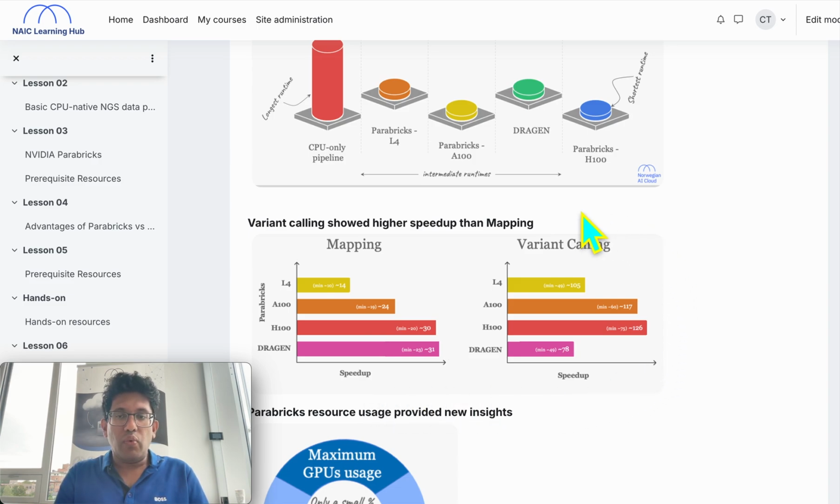However, with variant calling, we could see that Parabricks acceleration is greater than the acceleration offered by Dragon. Again, in our study, we have provided more detailed figures and tables so that you can explore the actual speed up factors and the runtimes.